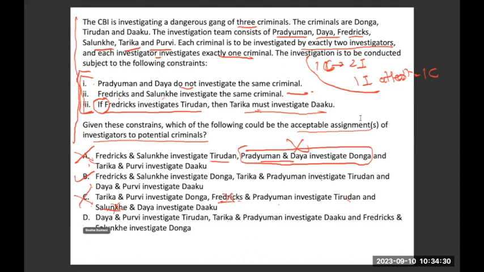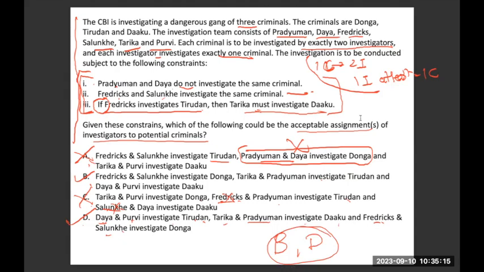The next part, D. Daya and Purvi investigate Tridun. Tarika and Pradyuman investigate Daku, and Frederick and Salunke investigate Donga. I don't see anything wrong here. Pradyuman and Daya are investigating different criminals. Frederick and Salunke investigate the same, which is happening here very clearly. And for the last condition, Frederick does not investigate Tridun, so we won't be looking at the third condition. Hence, option D is also correct. So the correct answer is B and D in this case.